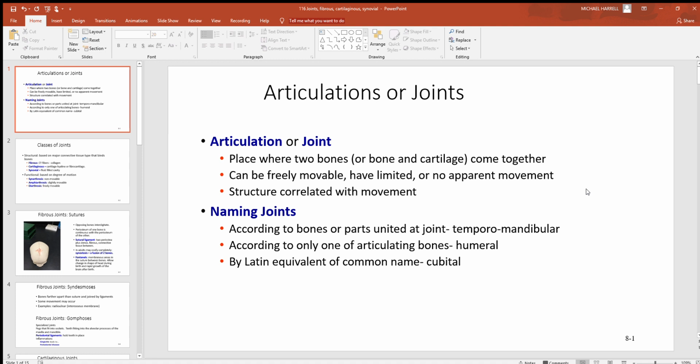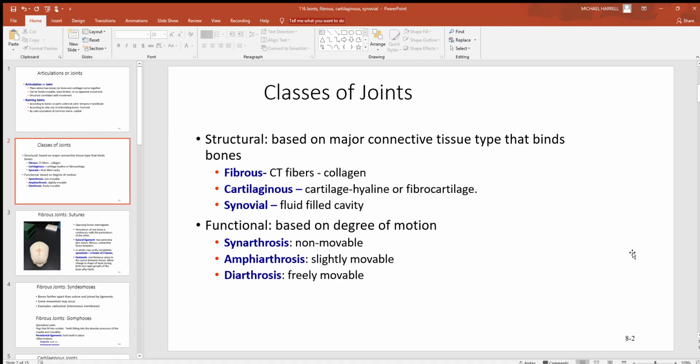Naming joints has been done in many different ways. You might just run the names of the bones together, like the temporomandibular gets its name from the temporal bone and the mandible. You might do it according to just one of the bones, like the humeral for the humerus and the upper brachial region. You might just look at the Latin equivalent. Cubital means elbow, so there you look at that elbow joint. They've been named in many different ways throughout the years.